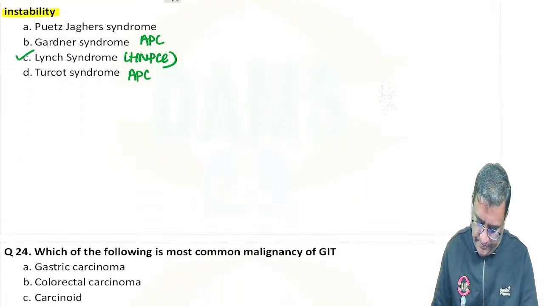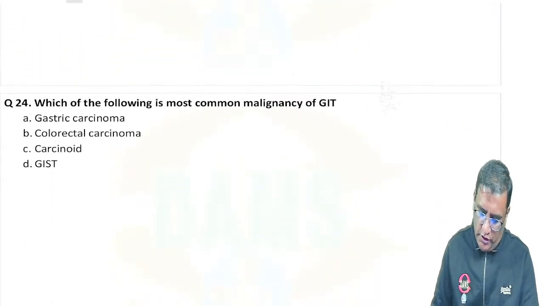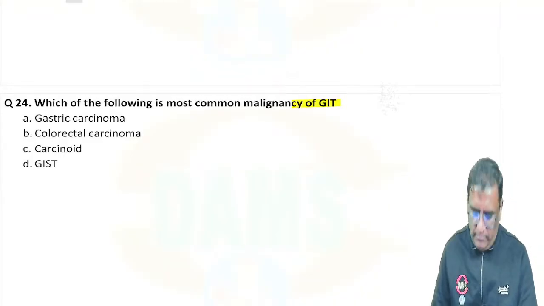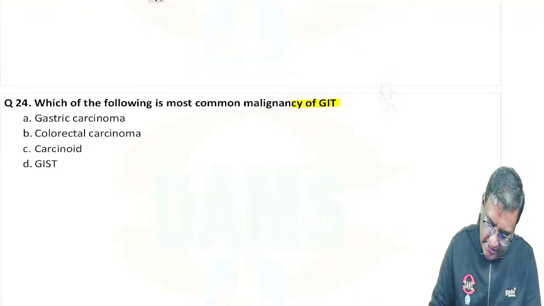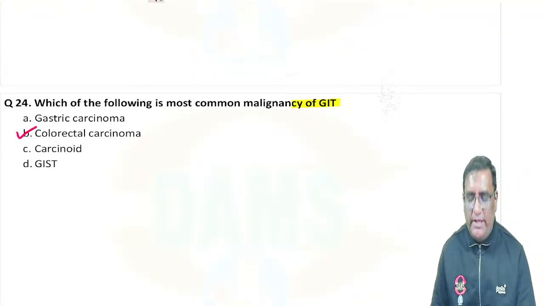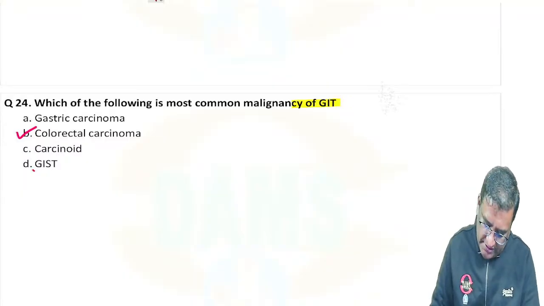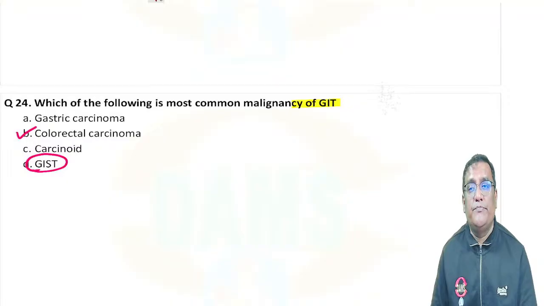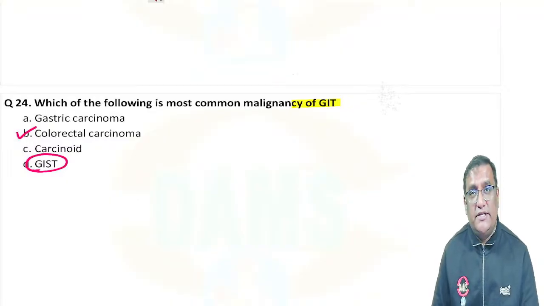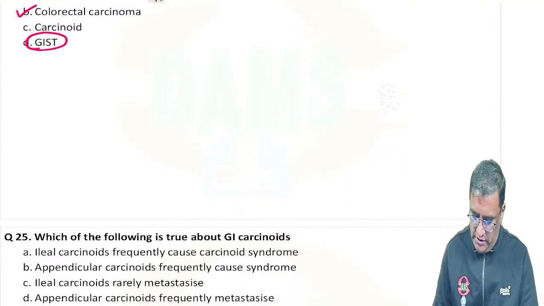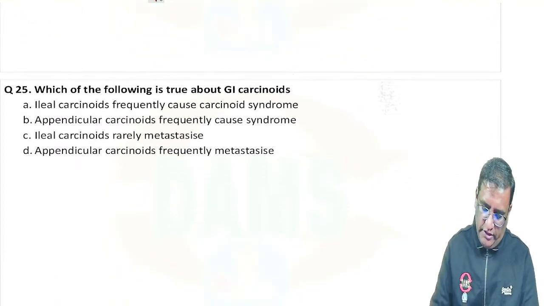Right? Next question 24. Which of the following is the most common malignancy of GIT? Most common malignancy of GIT is colorectal carcinoma. That is the most common malignancy of GIT. Most common mesenchymal tumor of GIT is GIST, gastrointestinal stromal tumor. That is the most common mesenchymal tumor of GIT. Okay. This is a one-liner question. So last question. Let us look at the last question now.